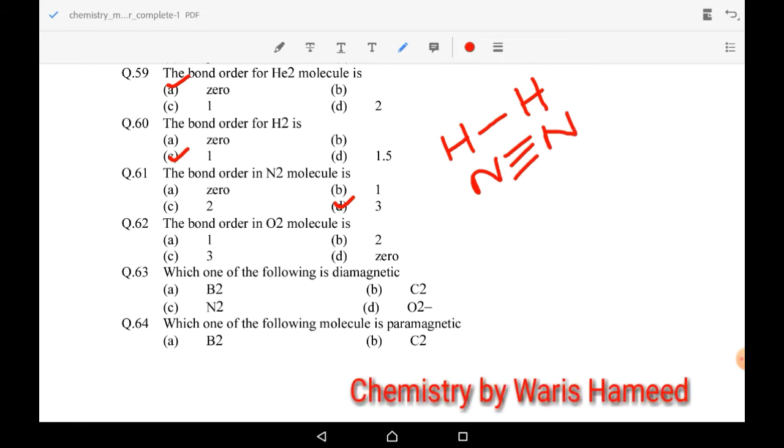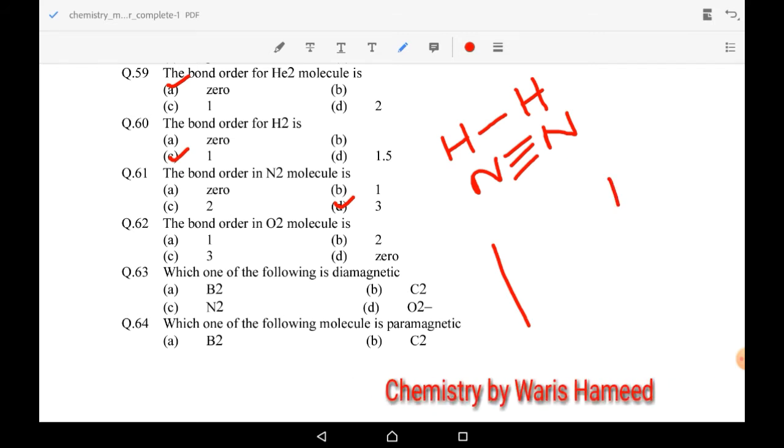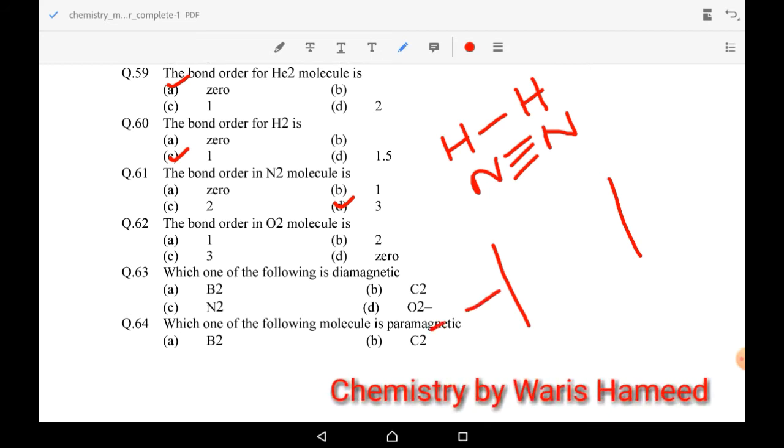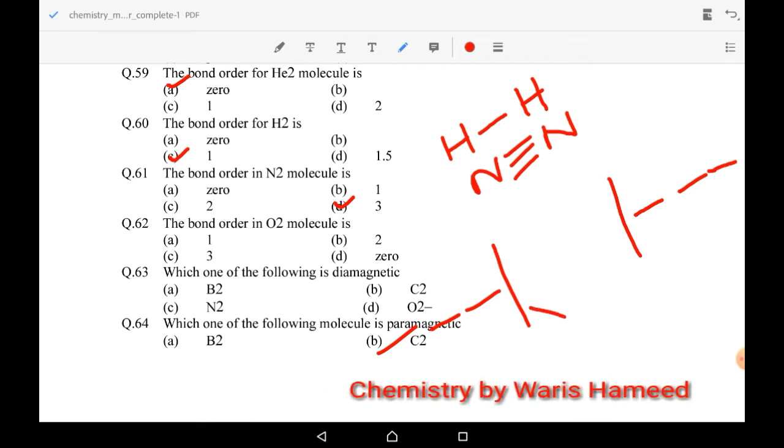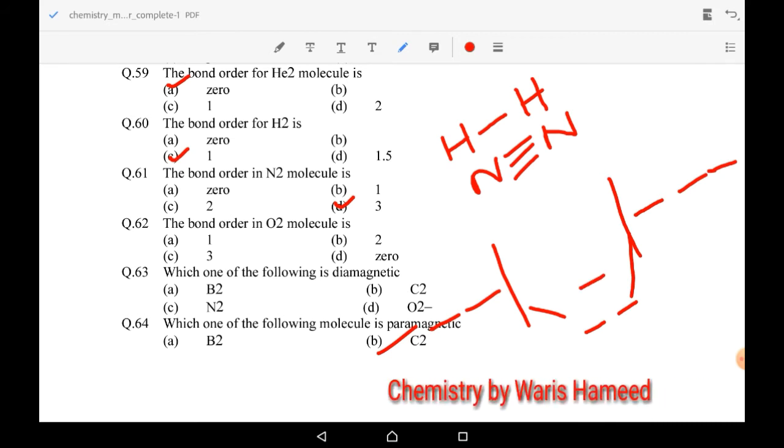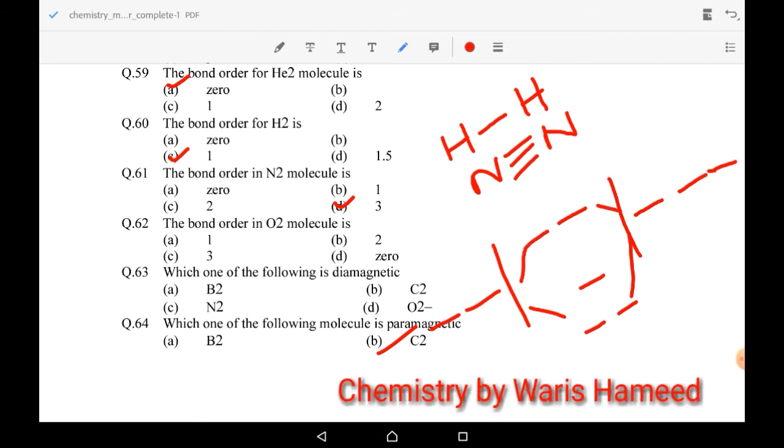Next MCQs. Which one of the following is diamagnetic? We cannot confirmly say which one of the following is diamagnetic. We have to draw their diagram. We know that nitrogen, boron and carbon have the same energy trend for the orbitals. They have lower energy of py and pz orbitals and higher energy of px orbital. Bonding, anti-bonding molecular orbital, and these are also anti-bonding molecular orbitals.